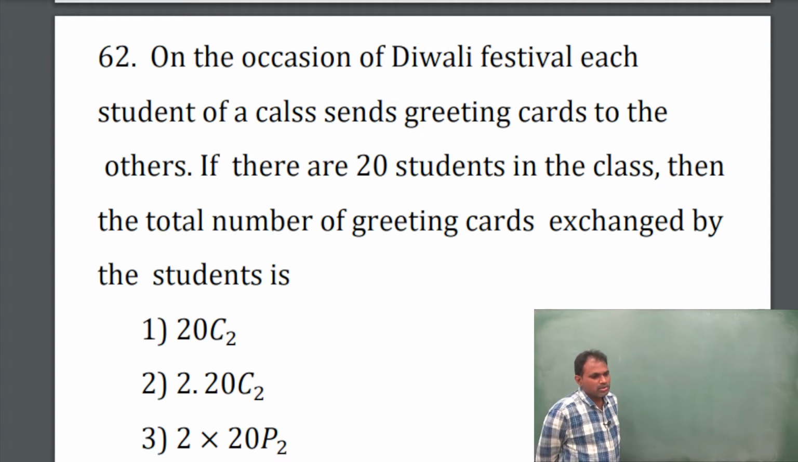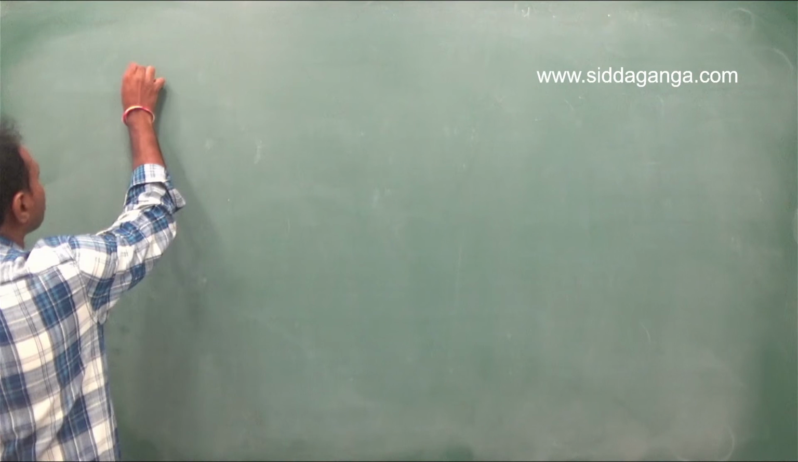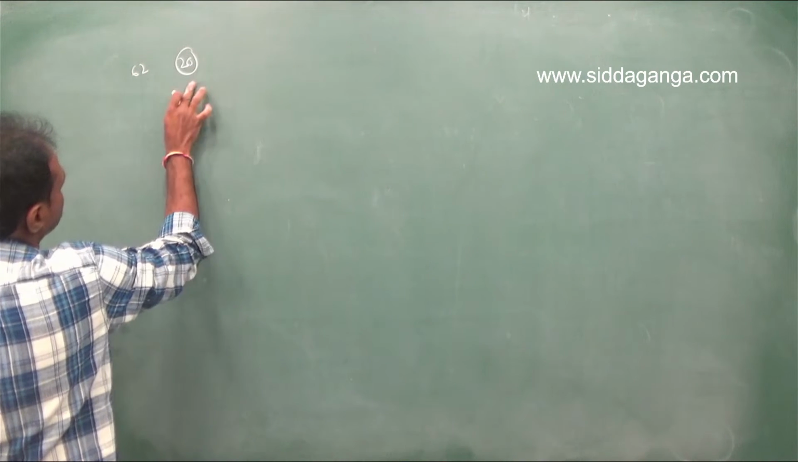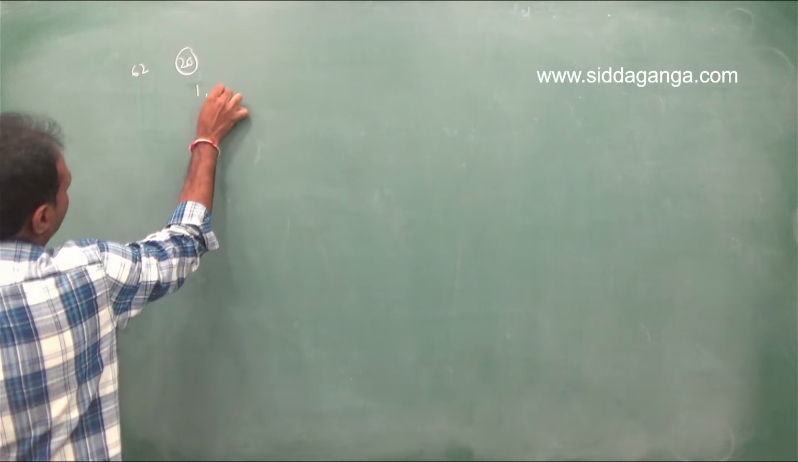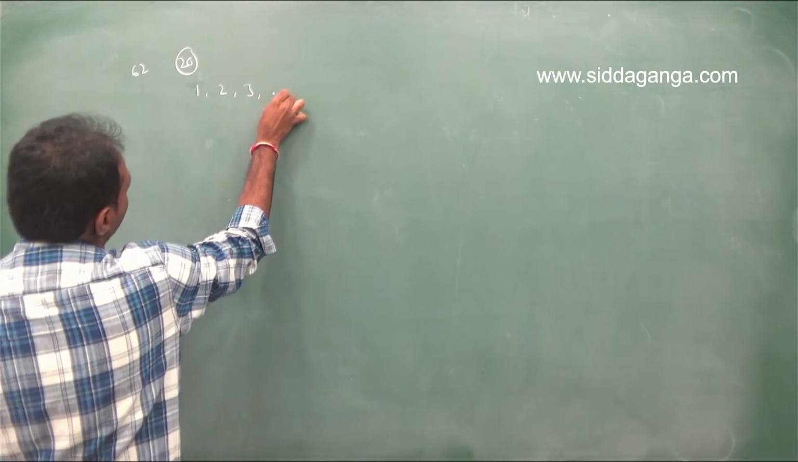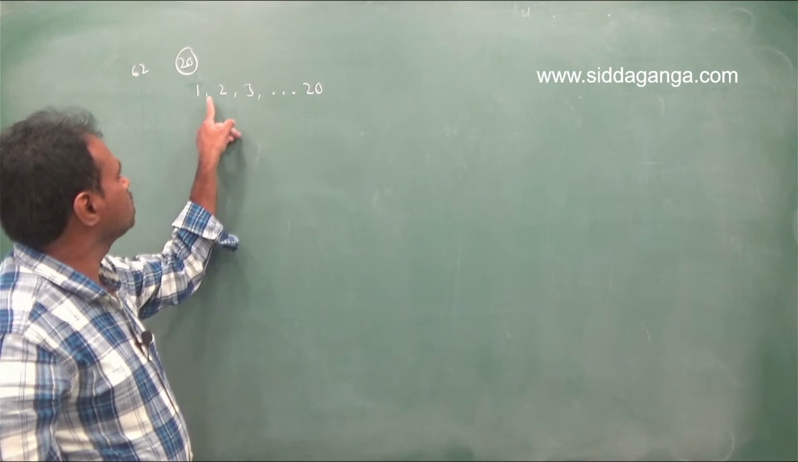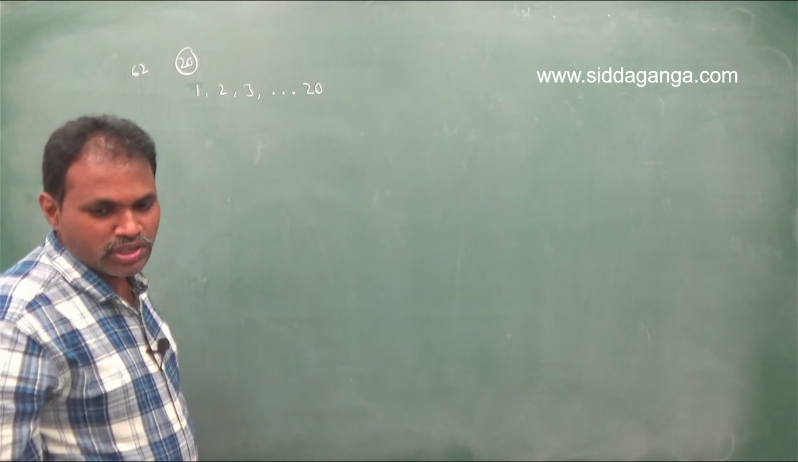On the occasion of Diwali festival, each student of a class sends greeting cards to the other. If there are 20 students in the class, then the total number of greeting cards exchanged by the students is. Now here total number of students are 20, means first student, second student, third student, up to 20 students are there.